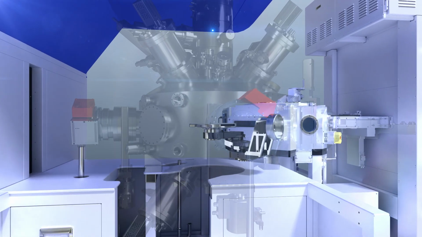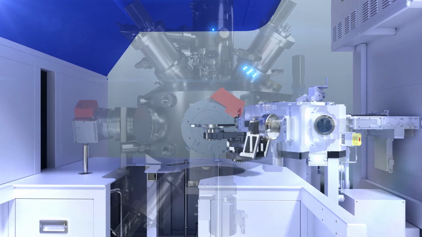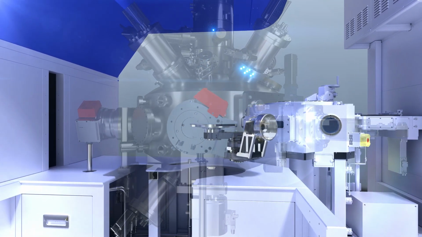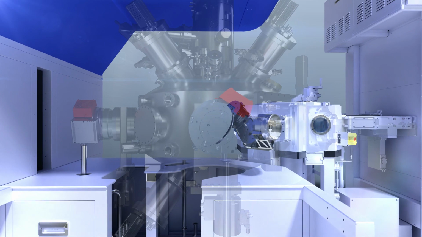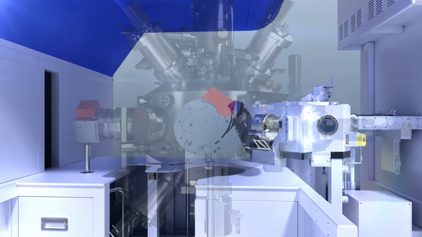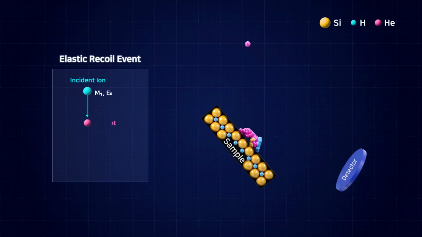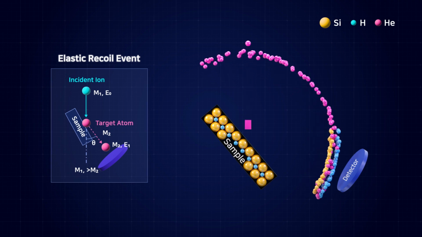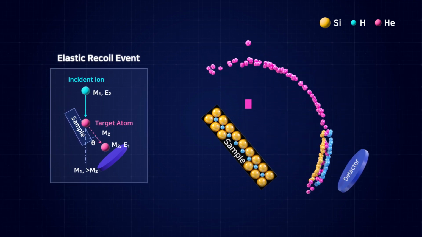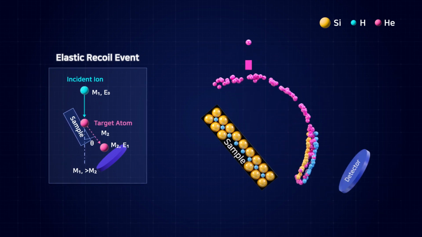MEIS analysis mainly uses backscatter measurements. ERDA, or forward recoil scattering measurement, is also used for special purposes. ERDA stands for Elastic Recoil Detection Analysis. This method detects target atoms recoiling directly at scattering angles of 90 degrees or less via elastic collisions. This method can be used to measure atoms lighter than the incident ions that are not measured in backscattering experiments.